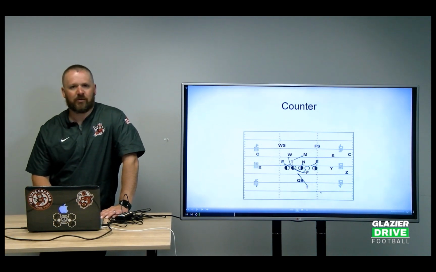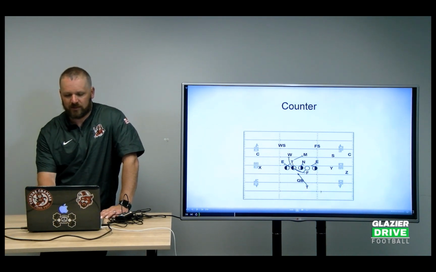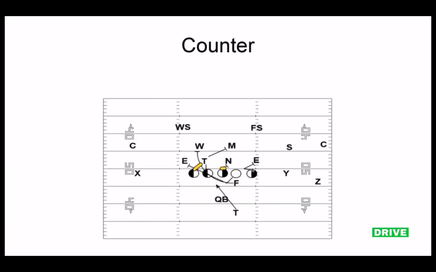Then we have our counters. We got our counter as a gap scheme off of it, blocking back, gap hinge. They're doubling here, and he's skip pulling. He's kick out pulling. He's going to pull into the line of scrimmage and kick out the DN, and the fullback's going to be the wrap guy on this. So that's counter.